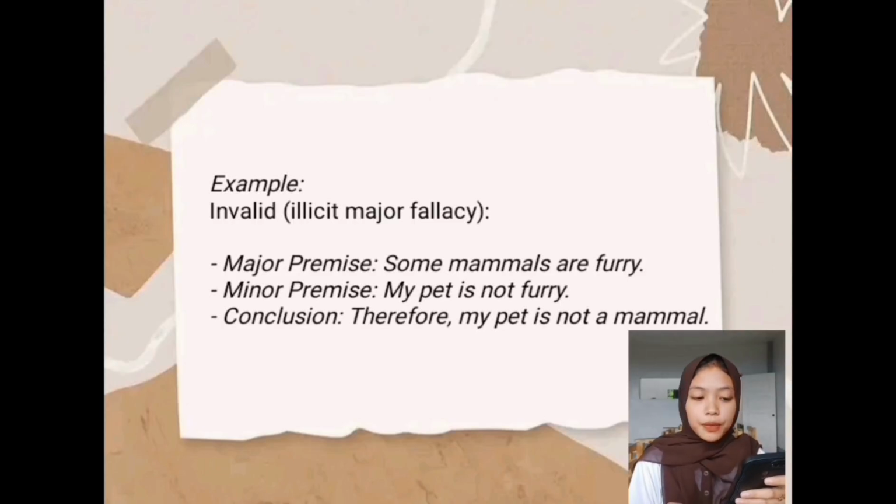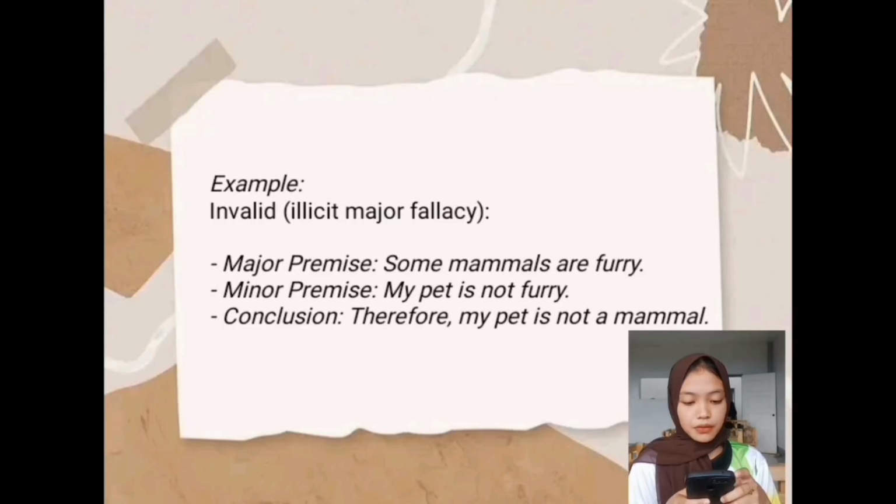The rule about the minor premises being affirmative helps to prevent this fallacy because an affirmative minor premise confirms that the specific case belongs to the category mentioned in the major premise. So this prevents the conclusion from making an overgeneralized claim. Some of you might ask kung negative ba yung minor premises natin, automatic ba siya na invalid, which is hindi naman siya as in magiging invalid.